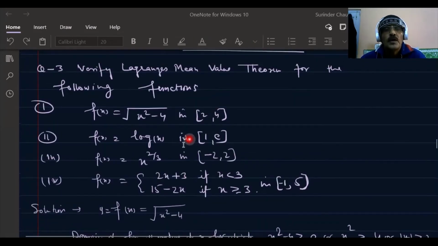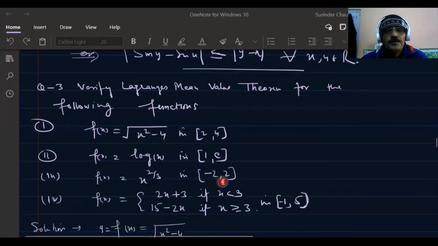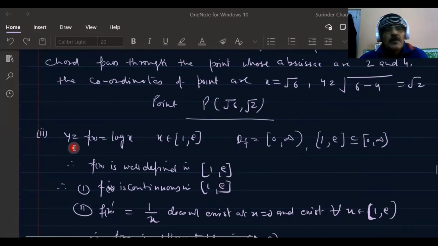Now, let us apply Lagrange's mean value theorem to solve the second problem. F(x) equal to log of x in the closed interval 1 to e. So next problem is, here we are given y is equal to f(x) equal to log of x and x belongs to 1 to e. We can find the domain of this log of x. So the domain will be from 0 to infinity. Log is defined for positive numbers, 0 to infinity. So 1 to e is a subset of this.